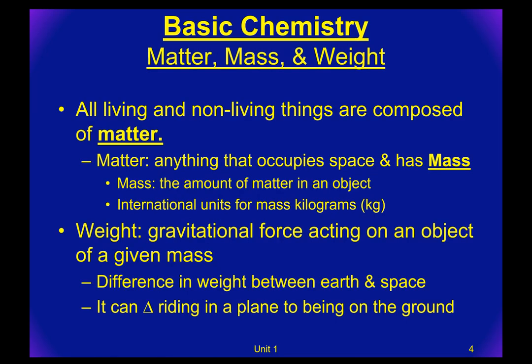Matter, mass, and weight. All living and non-living things are composed of matter. So you're composed of matter, your cat, your dog, your daughter, your mom, your dad. But at the same time, the desk you're sitting at, the table you're sitting at, the glass you're using, everything is composed of matter. Matter is anything that occupies space or has mass. Now, mass is the amount of matter in an object. So that sounds like circular logic, right? Well, what's mass? It's the amount of matter. What's matter? It has mass. Okay. So mass is basically how much is there, how much stuff is there.